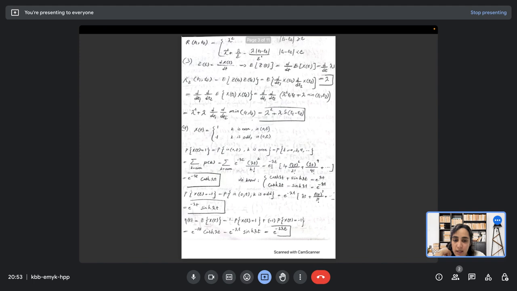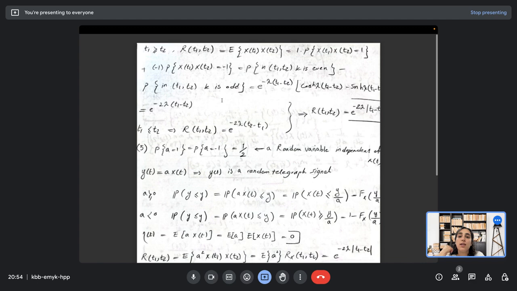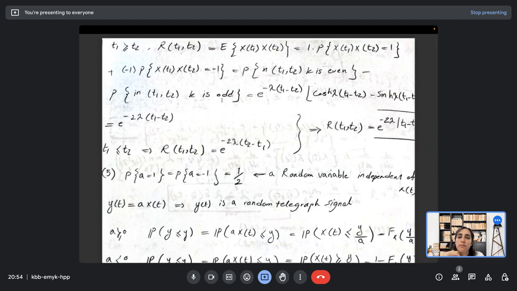Okay, now we want to calculate the autocorrelation for this part. To calculate the autocorrelation, we should calculate the expected value of x of t1 times x of t2, which is 1 times the probability of x of t1 times x of t2 being equal to 1, and -1 times the probability of x of t1 times x of t2 being equal to -1.